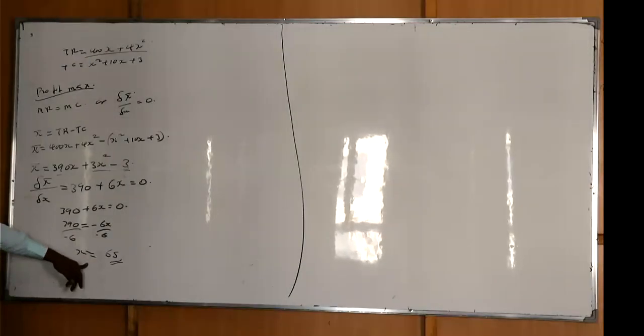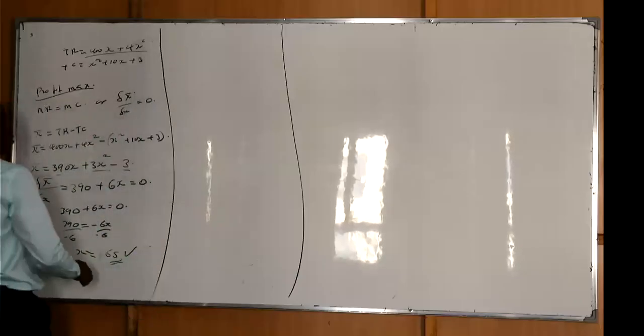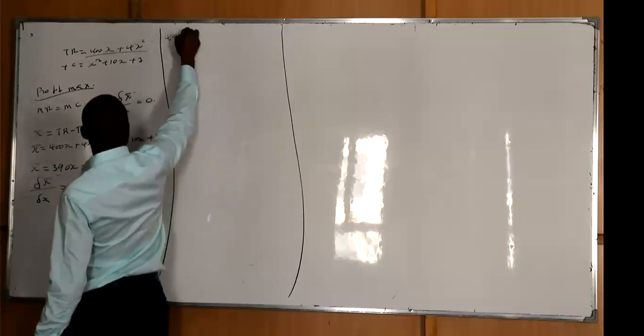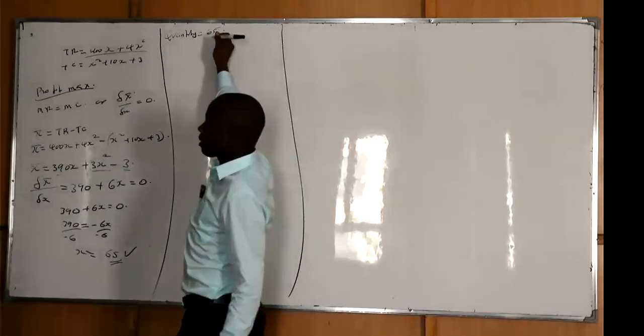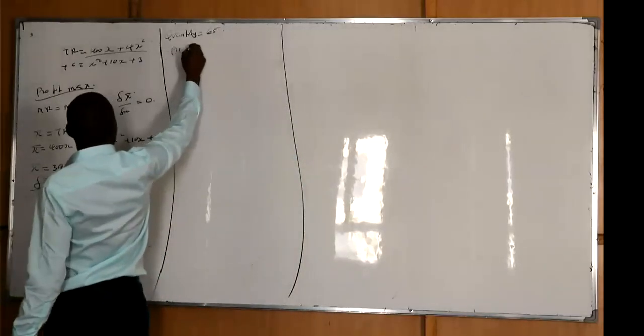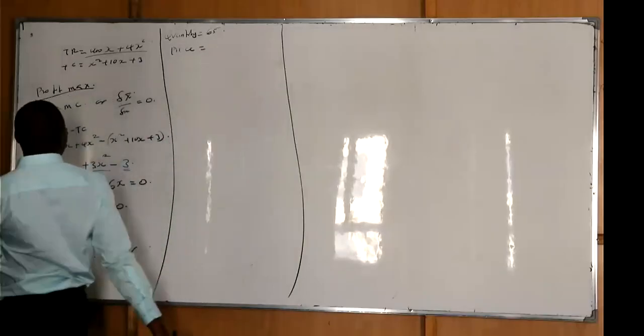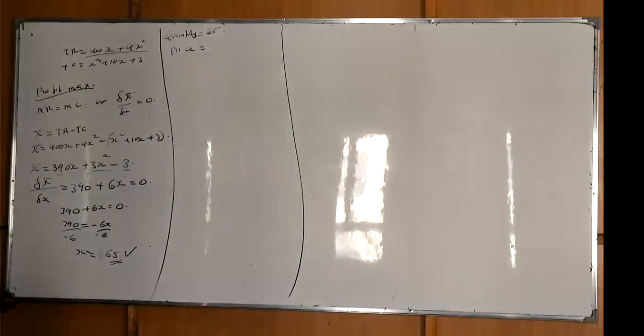The quantity can't be negative. So this is the quantity to maximize the profit. The question was to get the quantity, and we have found the quantity that maximizes the profit is 65. Then the price, right? So how do you get the price?